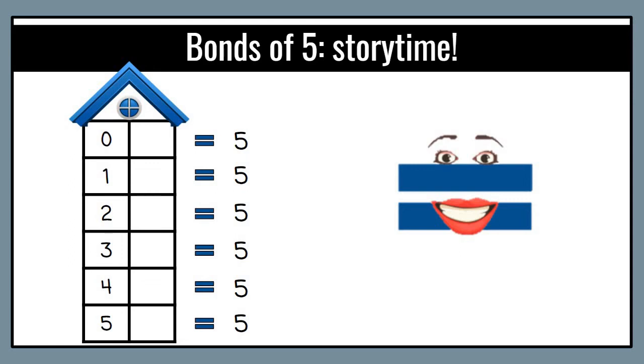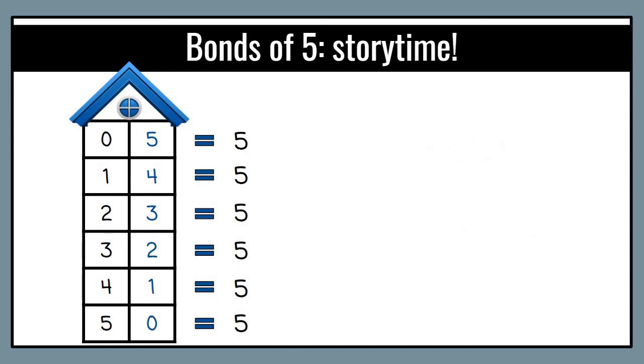Try this on your own. Let's try. 0 and 5 makes 5. 1 and 4 makes 5. 2 and 3 makes 5. 3 and 2 makes 5. 4 and 1 makes 5. And 5 and 0 makes 5. Well done, grade 1s. Give yourself a pat on the shoulder if you got this correct. You must please practice this every day.